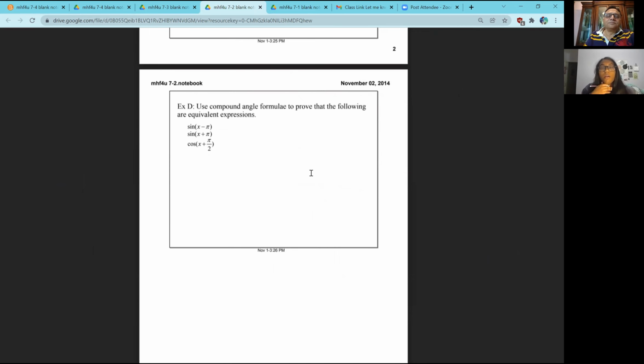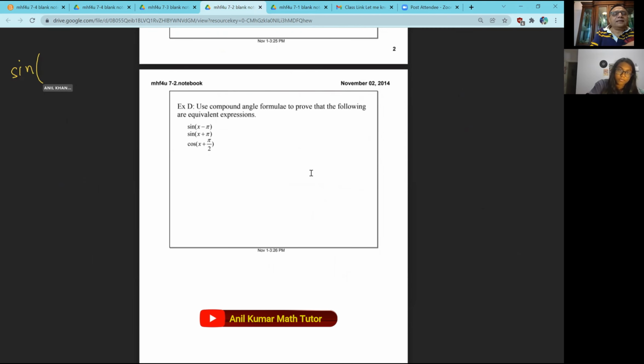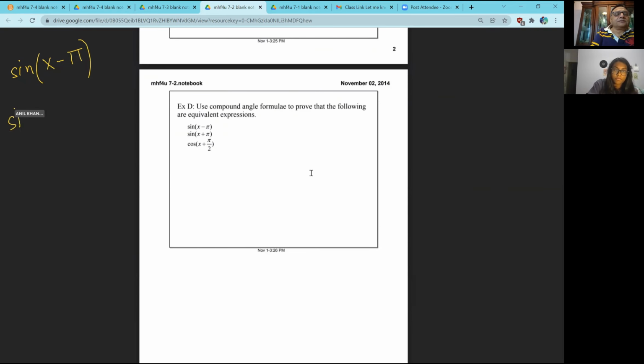Example D, use compound angle formulae to prove that the following are equivalent expressions. Sine of x minus pi. Okay, let's do it. It's very simple. I'll do one of them. So we do sine of x minus pi, right? You could write this as sine x cos pi minus cos x sine pi, right? This is the same thing as before, just using the compound angle formulas.